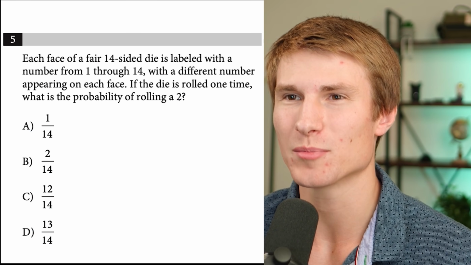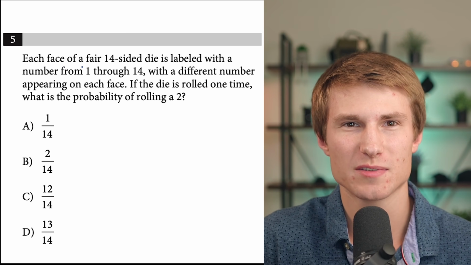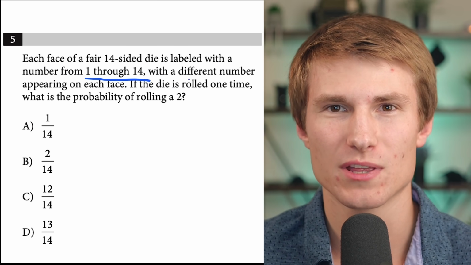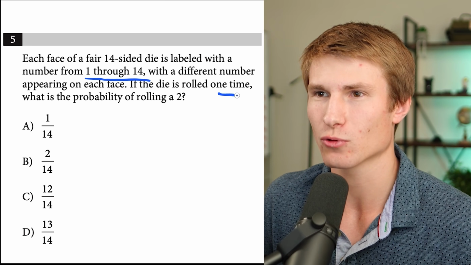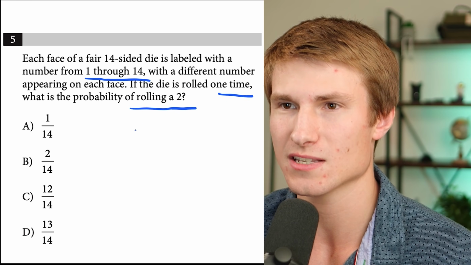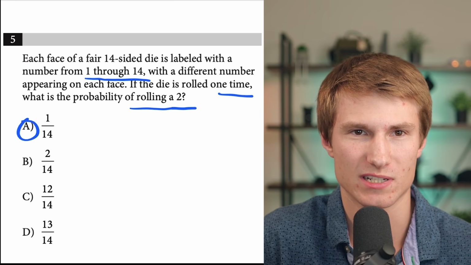Here's how to solve this probability question on the SAT. Question 5 states each face of a fair 14-sided die is labeled with the number 1 through 14, with a different number appearing on each face. If the die is rolled one time, what is the probability of rolling a 2? Well, only one of the 14 faces has a 2 on it, so the answer has to be 1 over 14, which is answer choice A.